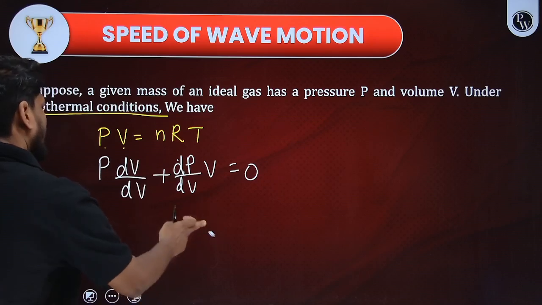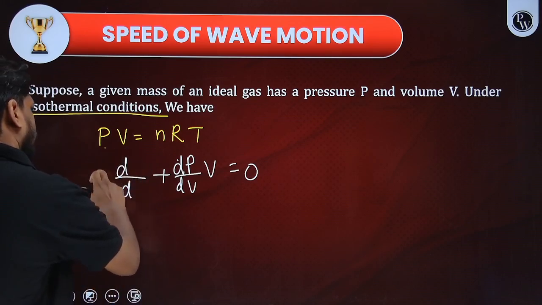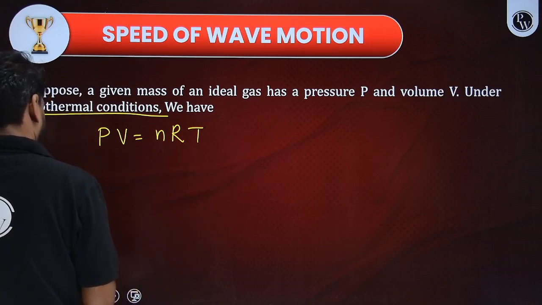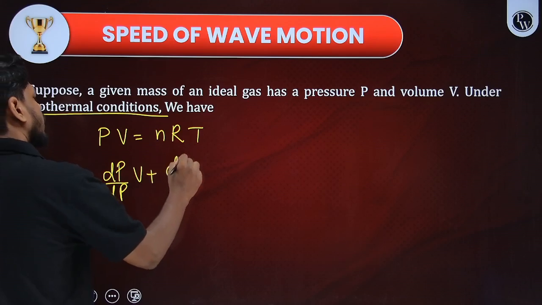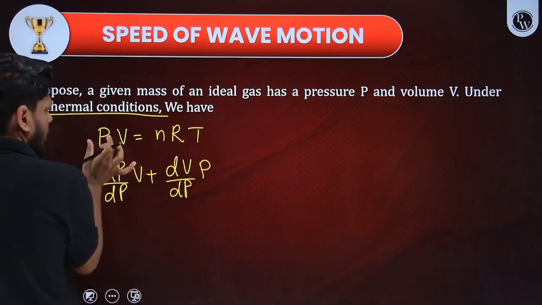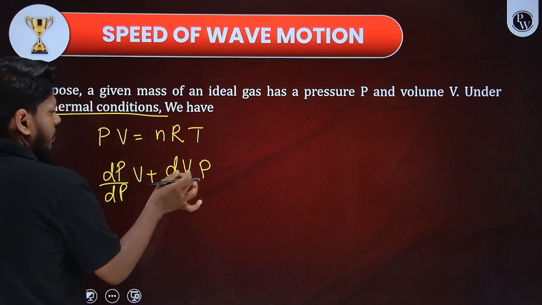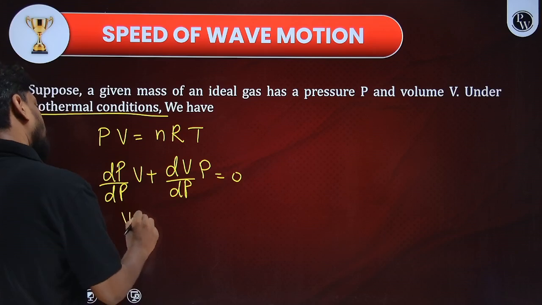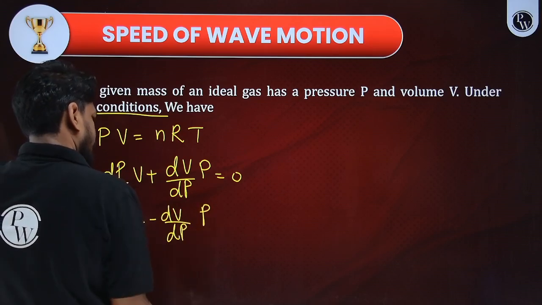Just a minute. What will happen if I differentiate this with respect to pressure? I am going to differentiate the whole equation with respect to pressure. So dP by dP into V plus dV by dP into P. I have kept V as it is and differentiated P with respect to pressure. Next, I am keeping P as it is and differentiating V. So this is going to be equal to 0. So V is equal to minus dV by dP into P.